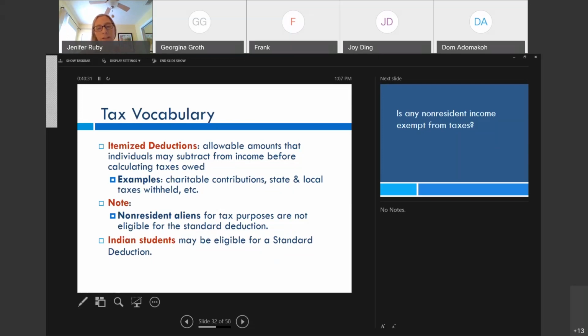However, for tax purposes, you may hear your friends who are U.S. citizens talking about a standard deduction. You are not eligible for the standard deduction, okay? The only students that are eligible for the standard deduction are Indian students, and not always, not in every situation. So keep that in mind.